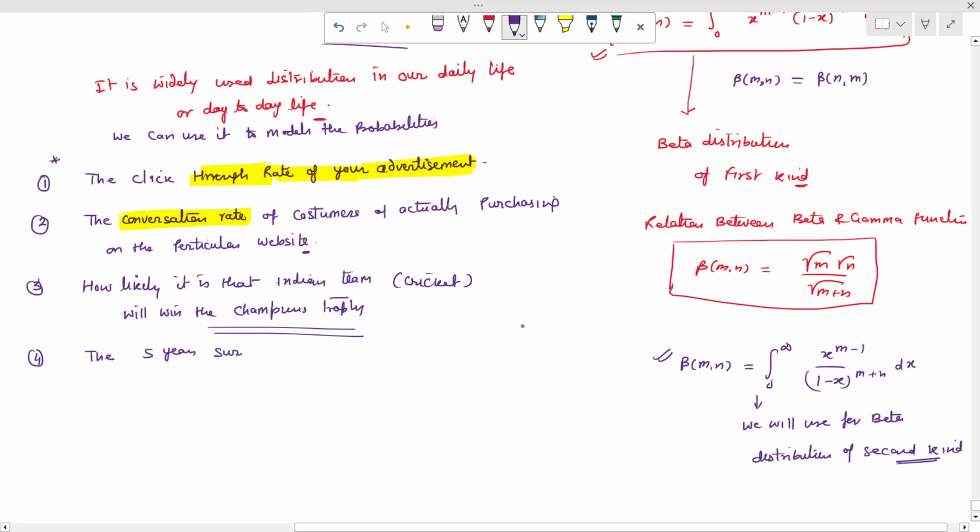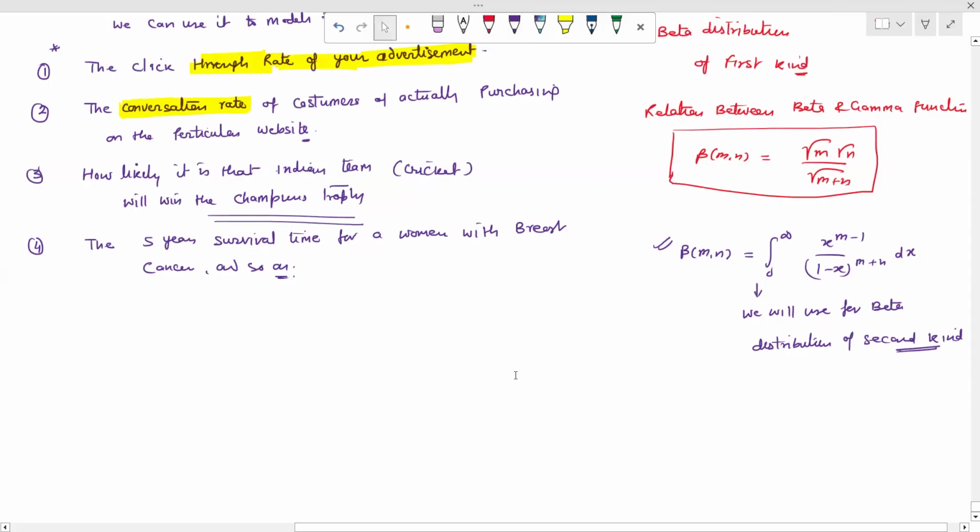So now the fourth important thing is that the 5 year survival time for a woman with a particular, that means that is breast cancer, and so on. So we can check the time period or calculate the time period. So there are day-to-day life examples. So we have written here.